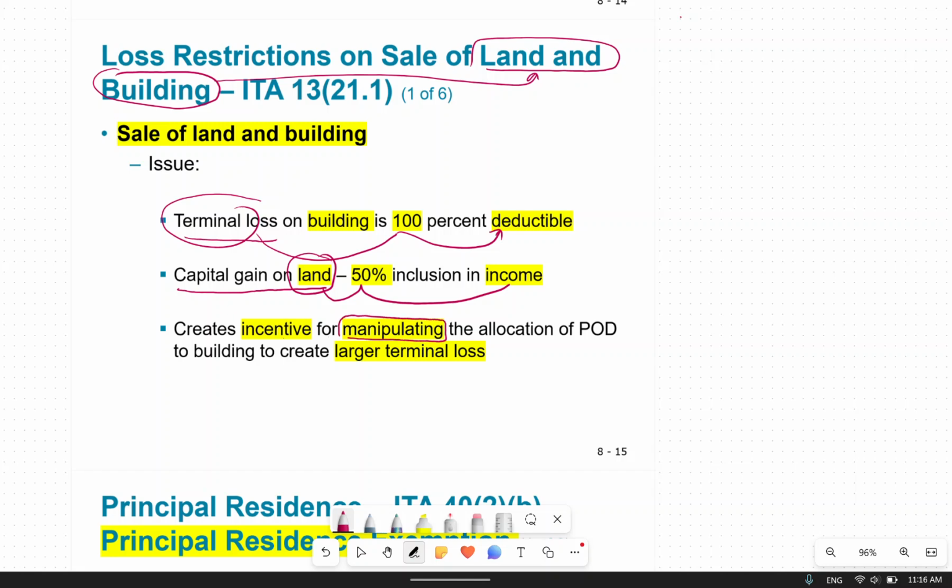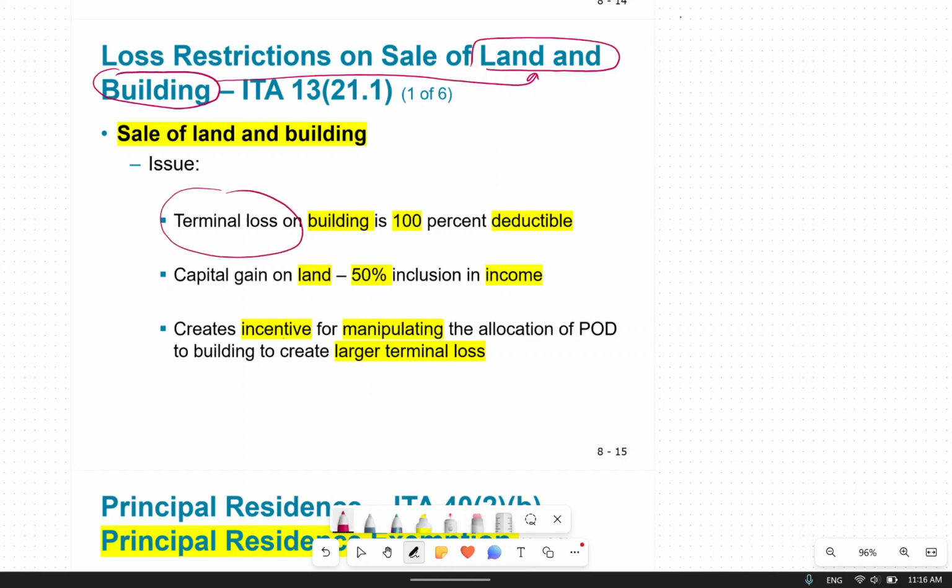Revenue Canada thinks that companies are manipulating this incentive. What they wanted to do is allocate more. If you sold a building for a loss, they wanted to put more towards the loss than towards the gain. A loss will reduce my income, a gain will increase my taxable income. So it creates an incentive for manipulating the allocation of proceeds to the building to create a larger terminal loss. That's what they do.